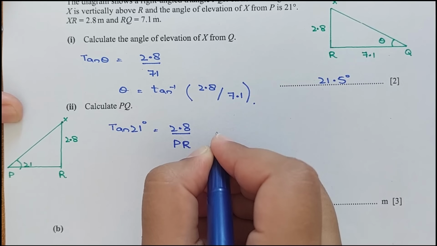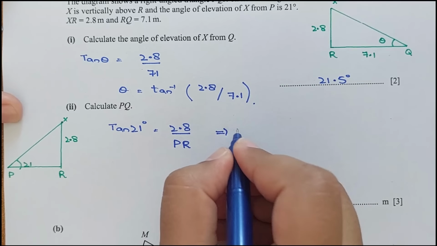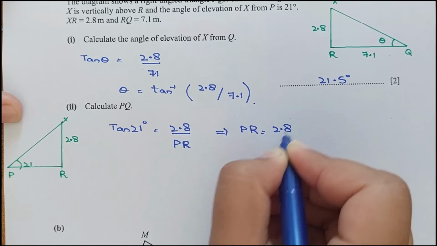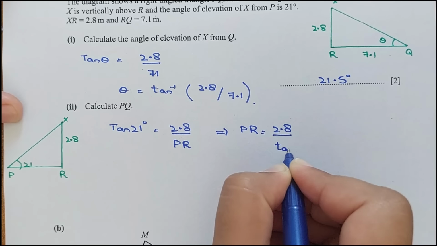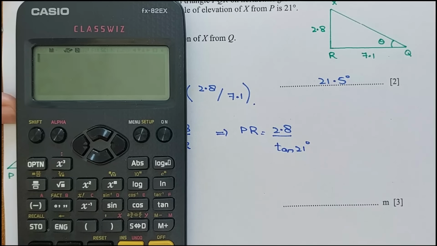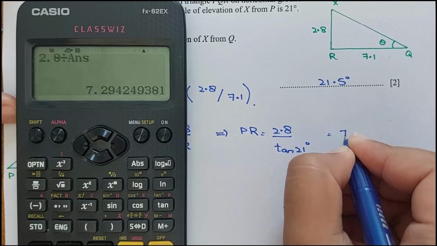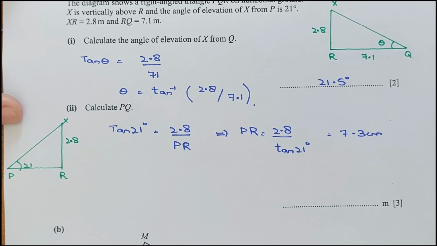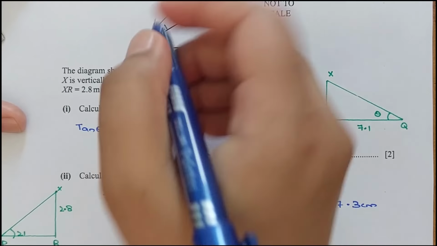Let me solve for PR by doing a cross multiplication. So PR is going to be 2.8 over tangent 21. All right. So tangent of 21 and 2.8 divided, answer 7.3 centimeters is PR. Now we got the value of PR.